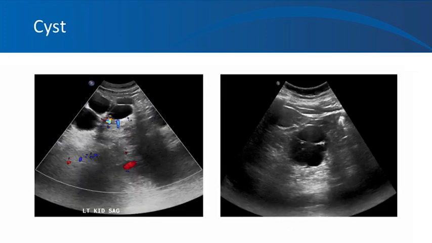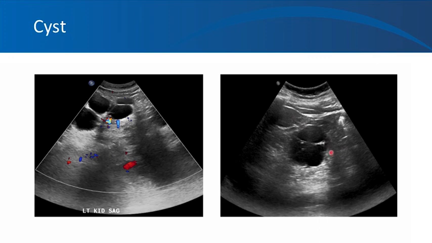So the next pathology is cyst. So cysts appear as well-defined anechoic lesions with thin walls, and they're almost always accompanied by this artifact, this posterior brightening that is called acoustic enhancement. And these cysts right here are simple cysts because you don't see any echogenic material inside the cyst, you don't see any septations inside them.